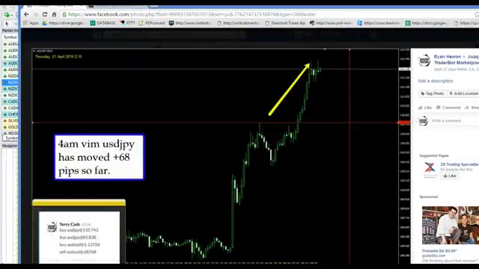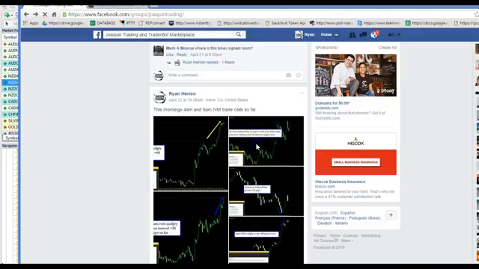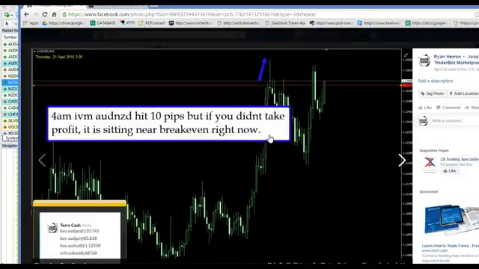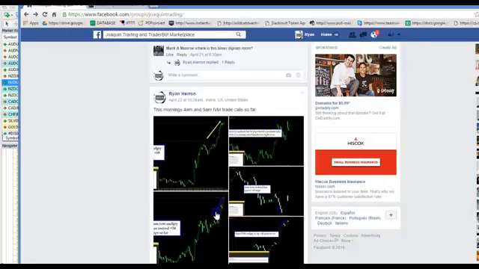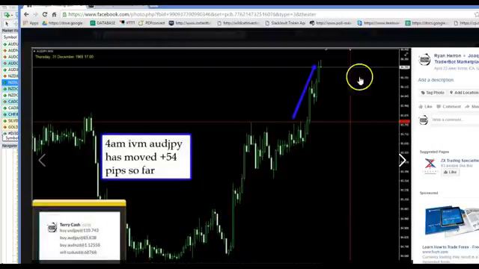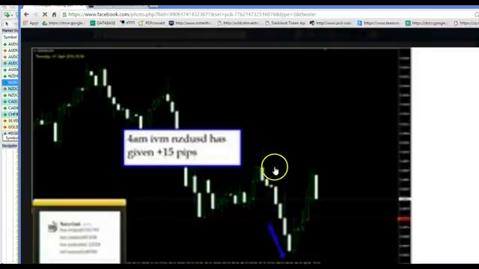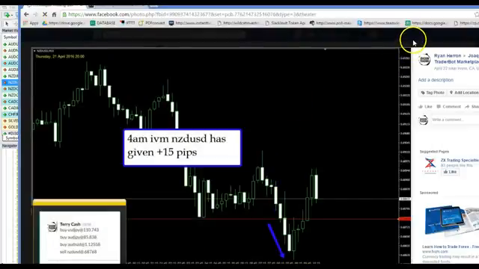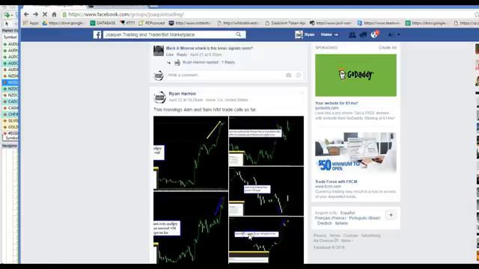Here is a 68 pip winner. This one's right at break even. So they're not bad signals. And you can get this off the IBM dashboard. The IBM dashboard produces these every single day.